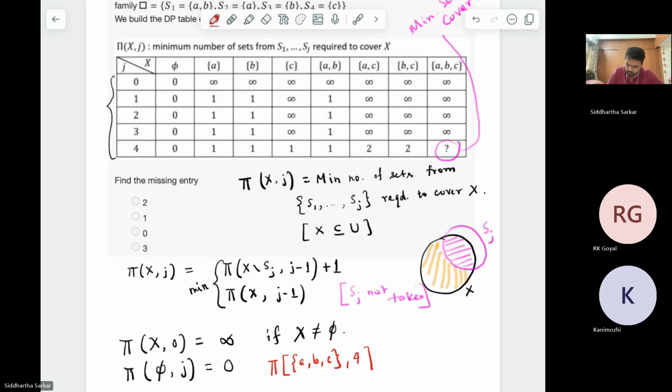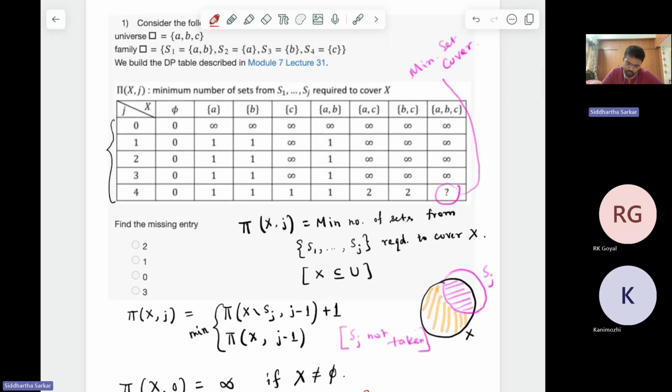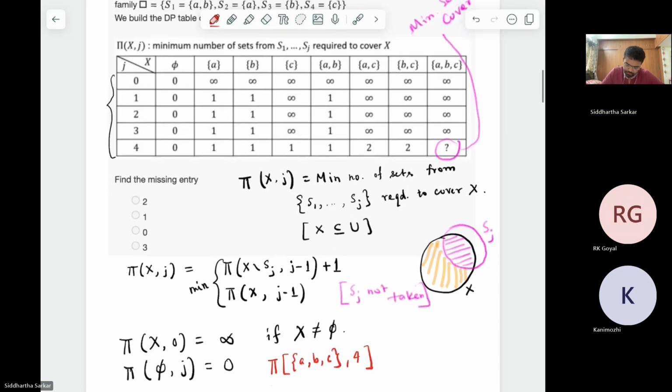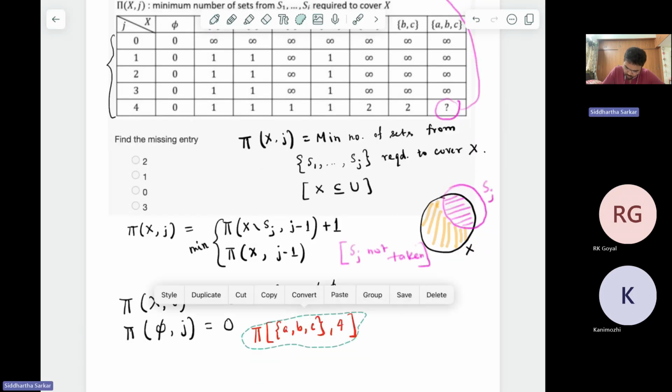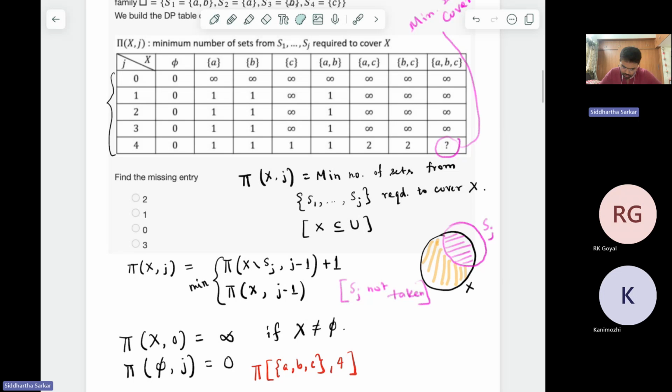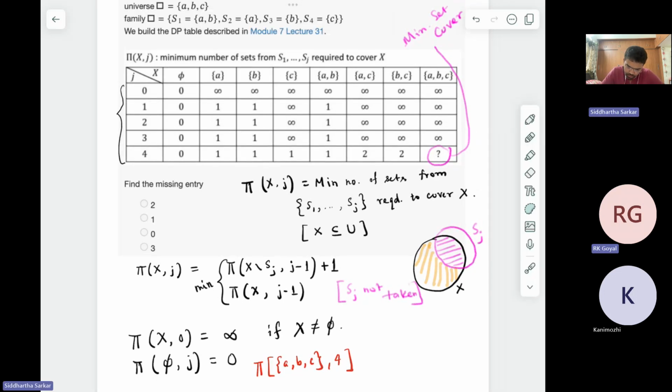Okay. So the question that arises is whether you are going to take S4 or not. That is the question you have. So if you take S4, what is S4? Let us look at S4. S4 is C. So there are two things we have to compute: S4 is taken or not taken. That's all you have to compute. I want to see everything in the same round. Now everything is visible.